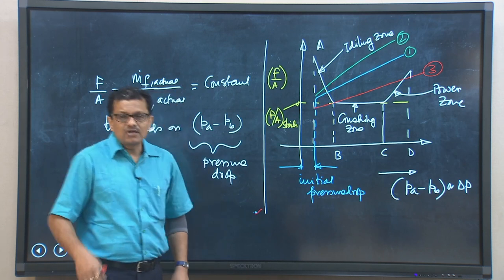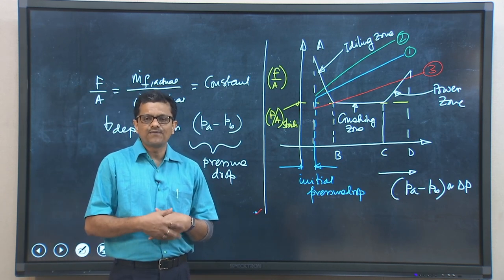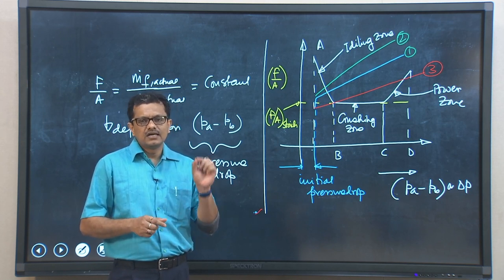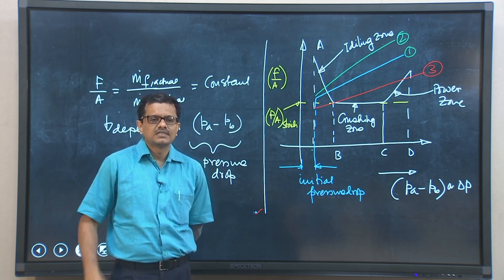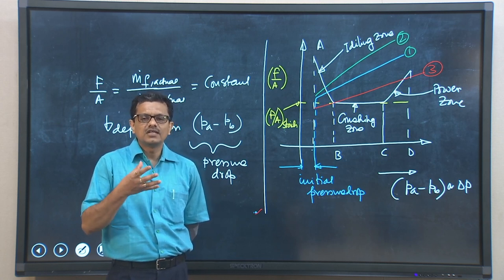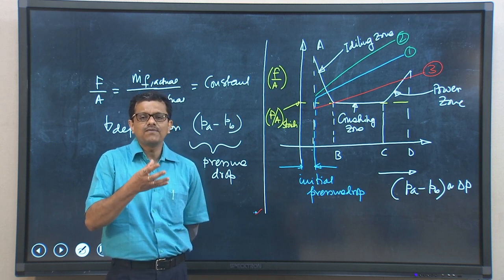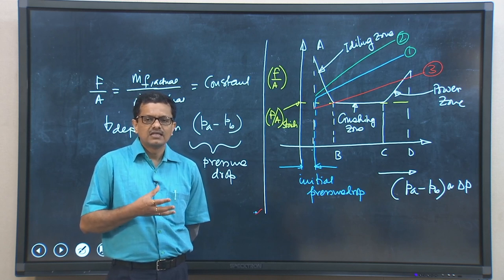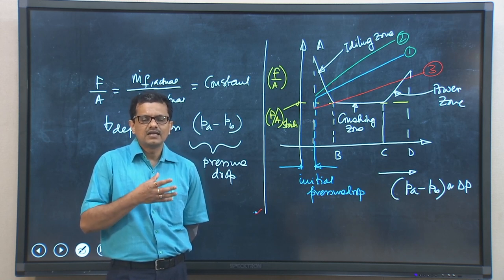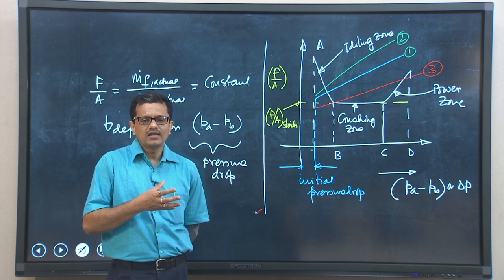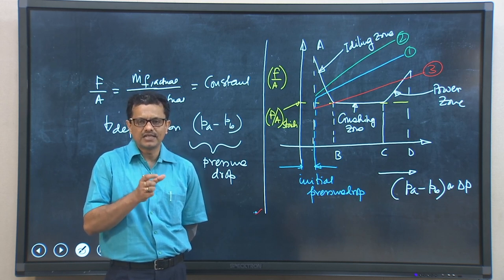So, if we try to summarize today's class, we have tried to discuss the mass flow rate of fuel in a simple float type carburetor, and then we have discussed the factors which are responsible for the deviation of the flow from the ideal one. That means the real flow is not the ideal flow. And in establishing the expression of the mass flow rate of fuel, we had seen that the ratio of the mass flow rate of fuel and mass flow rate of air is constant, and it is a function of delta P, that is pressure drop.